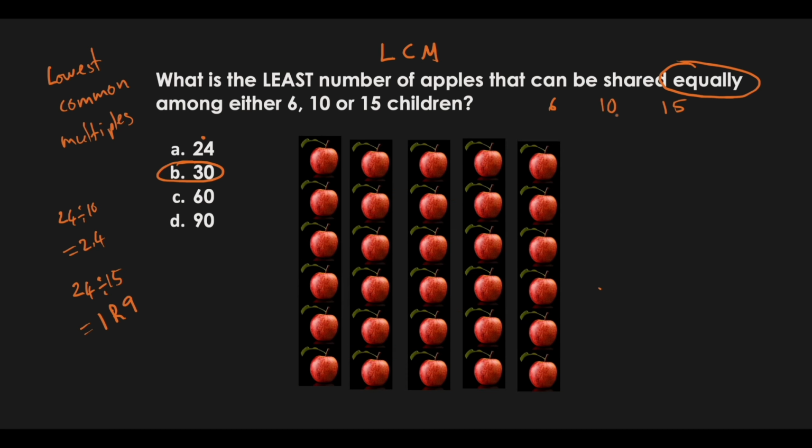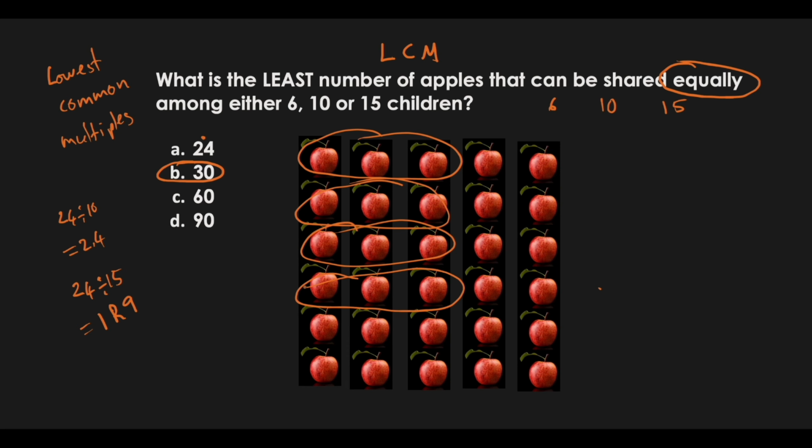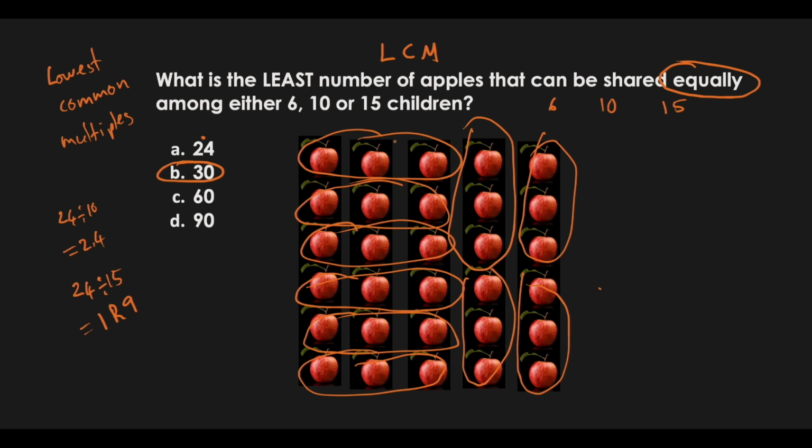Now the same thing with 10 children. So if we have 10 children, we would have to say 30 divided by 10, which is 3. So each child will get 3 apples. So 3, 3. So as you can see, they're being shared equally. As you can see, child 1, 2, 3, 4, 5, 6, 7, 8, 9, 10. So 10 children each get 3 apples.